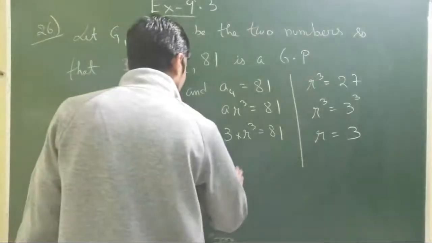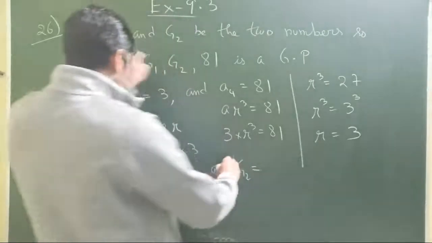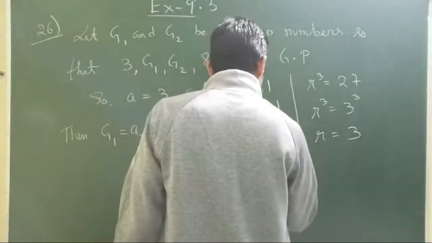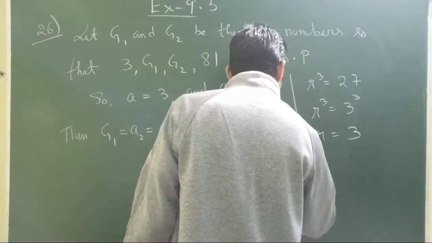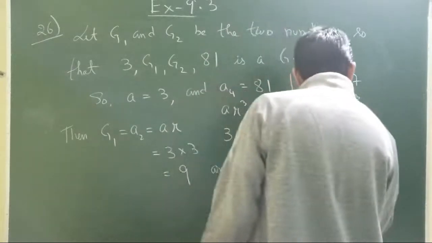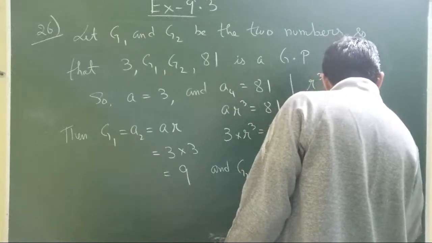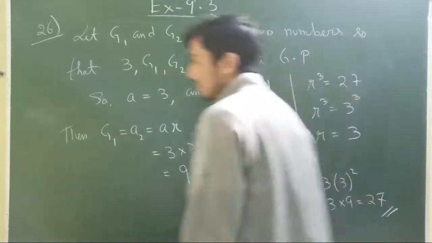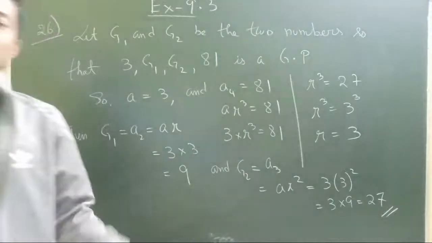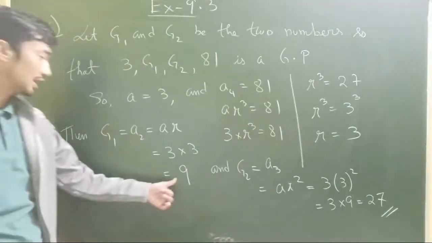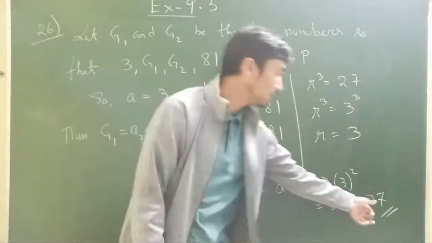And G2, that's the first, second, third term, so that's going to be AR squared. So that will be 3 into 3 squared, that is 3 into 9, so that is 27. A very small solution. So our two missing terms are 9 and 27.